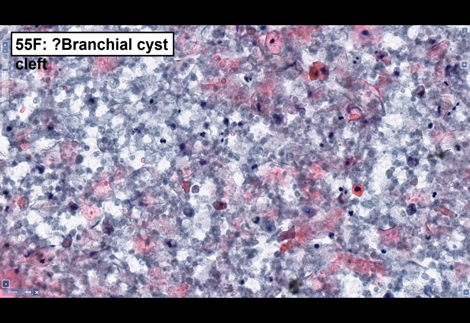If you think of a branchial cyst, it's a lymphoepithelial cyst in which you may get the lymphoid component seen on the cytology.